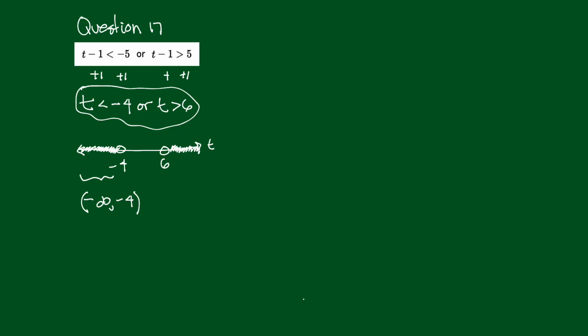Now, this is an OR. In mathematics, we use this symbol here. It's called a union. All right, this is called a union sign, and it means OR. Now, over here, we're going from 6 all the way out to infinity. Open circle at 6, that's not included. Infinity's not included. So parentheses, and there we have it.